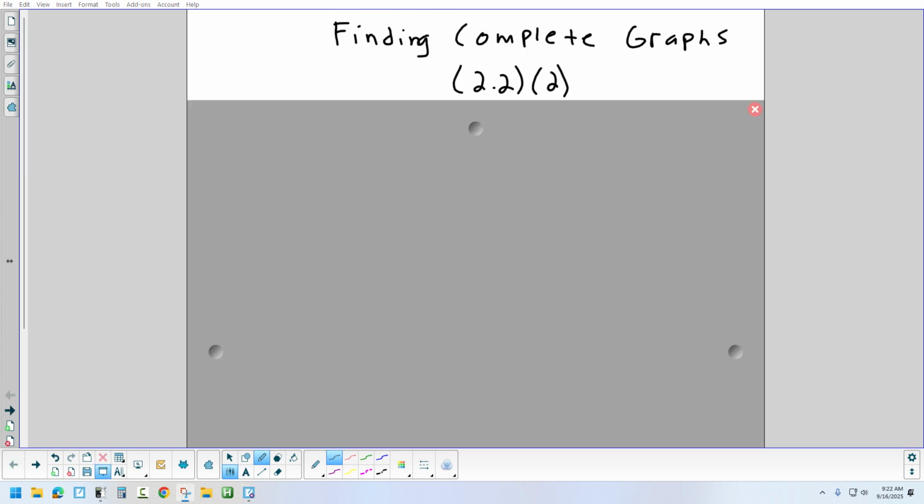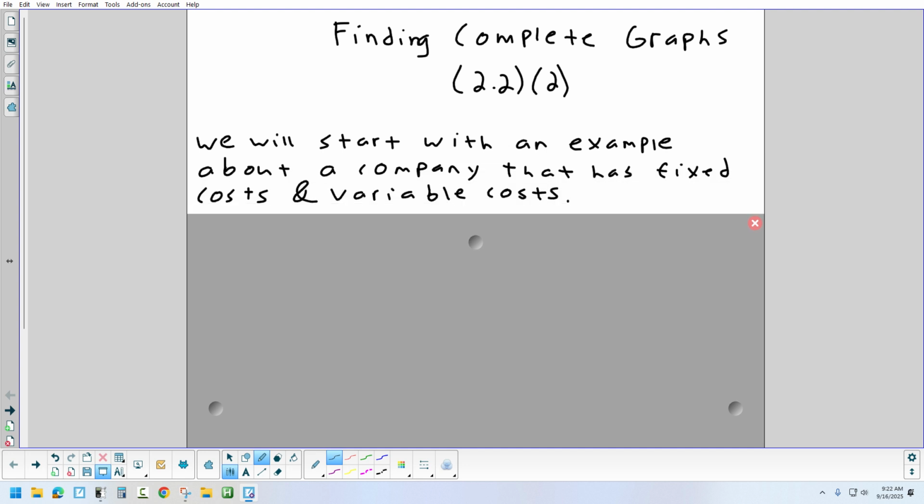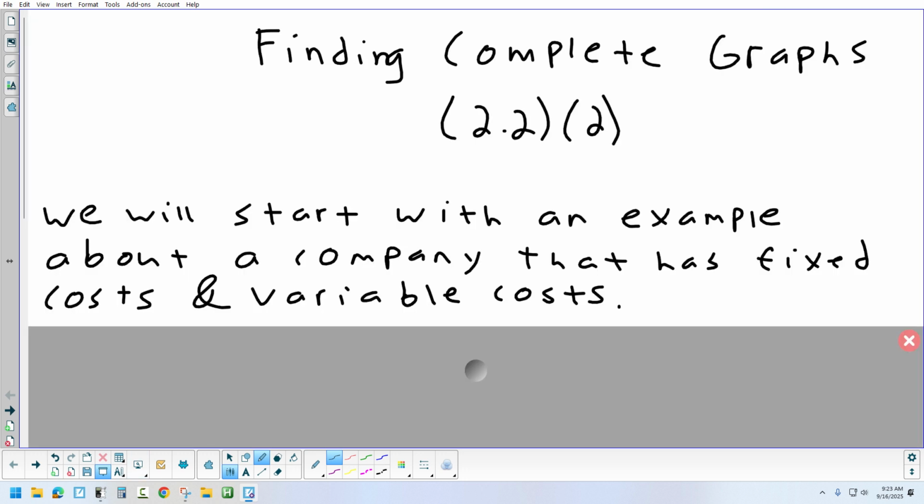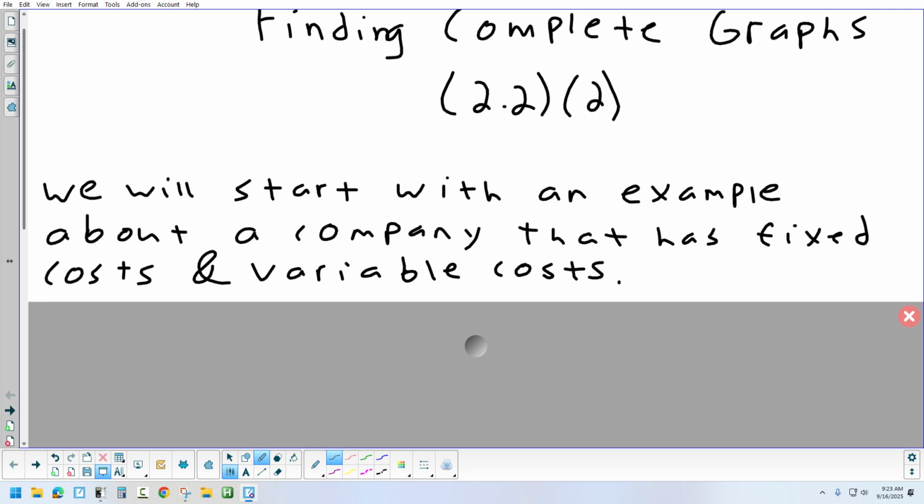All right, so we're going to finish up 2.2, and we're looking at a little bit more with finding complete graphs. So we're going to start out with a word problem, and we're going to graph it and see if we can use that approach to solve it. In this particular problem, it's going to be about a company or a business, and they have two kinds of costs. They have fixed costs and they have variable costs.